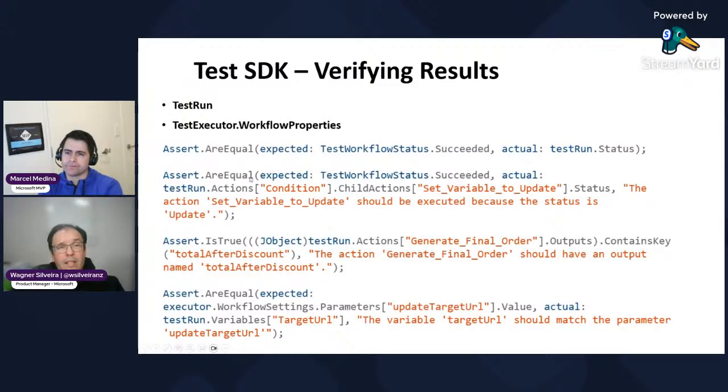Then after that come the assertions, which is something you know really well. The only thing I can show is that you can actually test child actions of groups. Inside a condition, you can go to a status, for example. You can get the parameters, you can get variables, and you can assert against whatever is available.